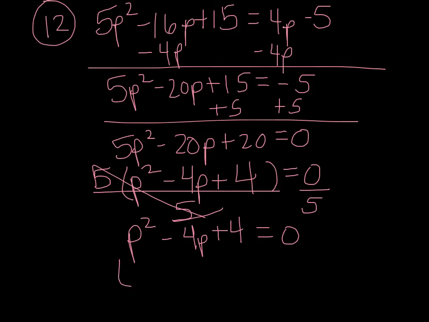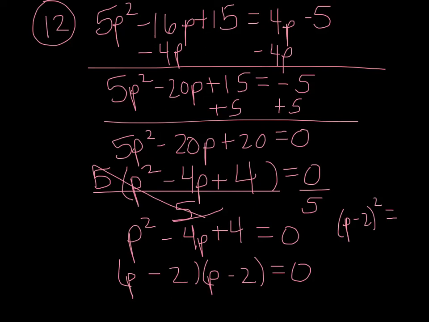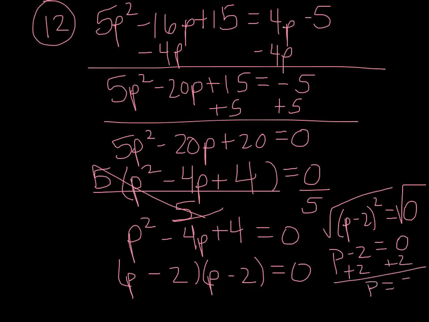So now I can think about factoring this trinomial. So my first terms have to multiply to p squared, so it's p times p. Got to multiply to 4, but add to negative 4, so I want negative 2 and negative 2. Or the quantity p minus 2 squared. So now I can solve. I can square root both sides and get p minus 2 equals 0. I can add 2 to both sides and determine that p equals 2. And if you plug this into the original equation, you'll see that it works out.